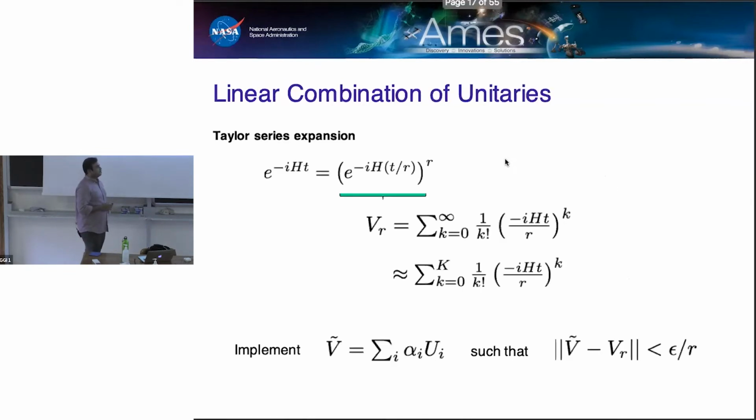Okay. So let me now talk about the linear combination of unitaries method. In the Trotterization technique, we were approximating e to the minus iHt as a product of unitaries, but it's also quite natural to think of e to the minus iHt as a sum of unitaries, right? And so here again, the idea is that I'm going to break up the overall time evolution into a bunch of small time evolutions, t over r, and then I would repeat that for some number of segments r.